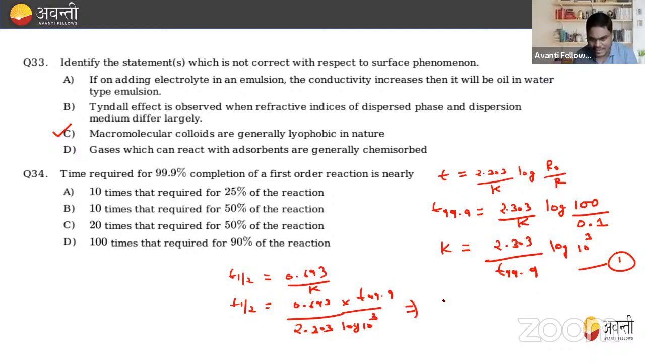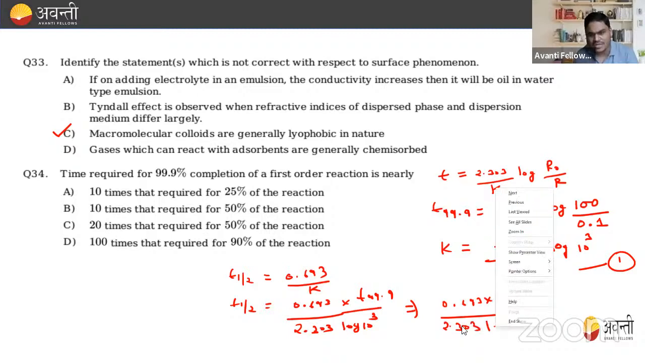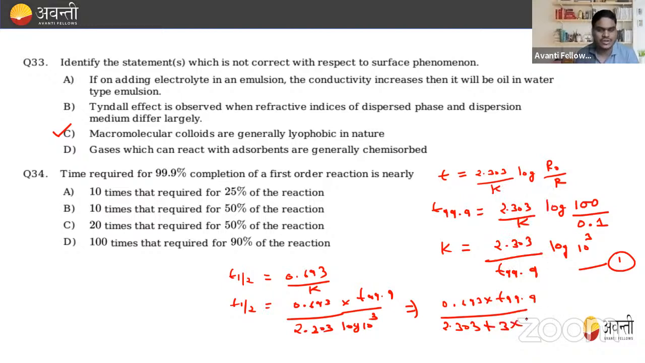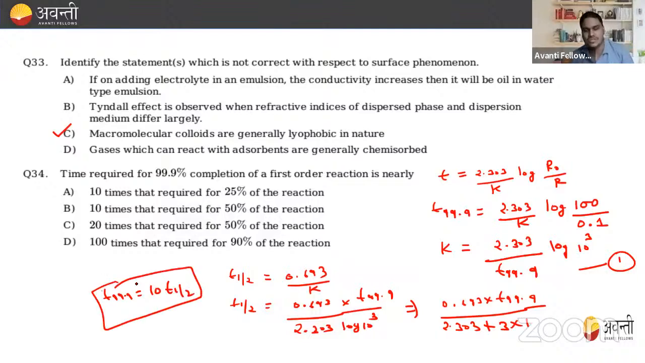Okay. Now this implies that 0.693 into T99.9 divided by 2.303, and this is 3 log 10, that is 3, and log 10 is equal to 1, so it will be 1. So on solving this now, what we get, beta, is that T99.9 is equal to 10 times T half. So this is the correct expression for this question, right?